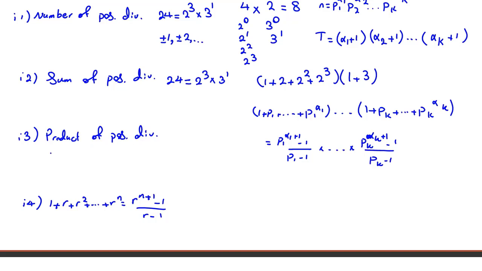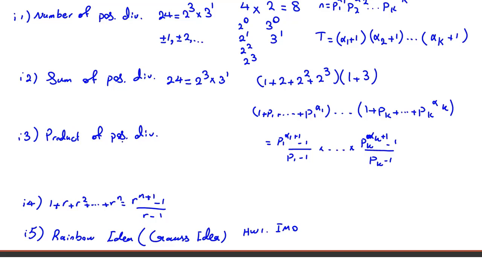Now, for the product of positive divisors, we should use the rainbow idea or Gauss idea. Let's see this word: rainbow idea, or Gauss idea. It is also useful in IMO and many Olympiad exams. One problem of IMO can be solved with this. I will tell you exactly which year it was.